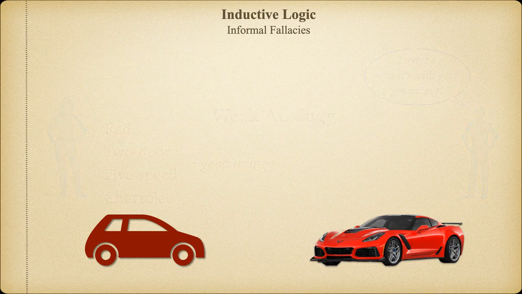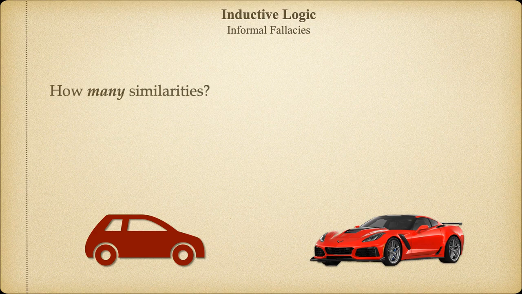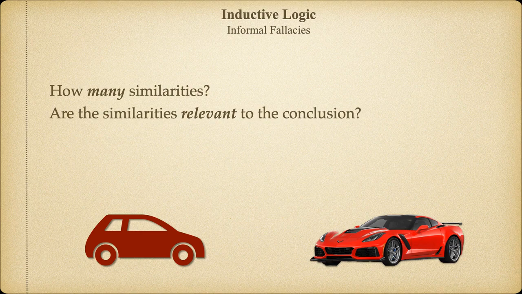When drawing a conclusion based on analogy, we have to keep in mind 3 main questions. First, how many similarities are there between the two cases? Second, are the analogs, that is, the things being compared, relevant to the conclusion that I'm trying to draw? And third, are there important dissimilarities that I've ignored in comparing the two cases? The closer the analogy, the stronger the conclusion of the argument. The weaker the analogy, the weaker the conclusion.